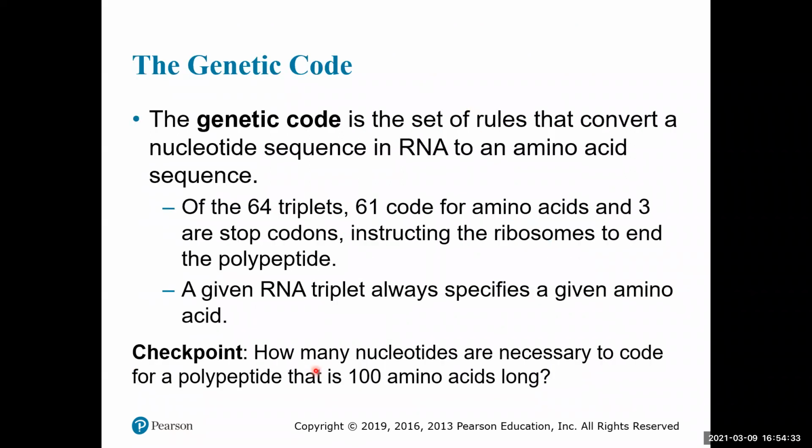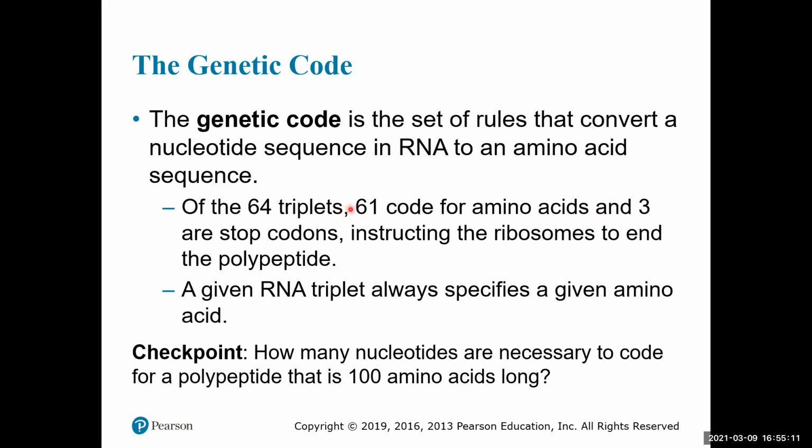Okay. And so now we have this genetic code. The genetic code, again, remember, is that set of rules to convert nucleotides to RNA to an amino acid. Out of our genetic code, so our 4 bases, if you look at every combination of 3 bases out of those 4 to make your codons, you end up with 64 possible triplets. So 64 possible codons.